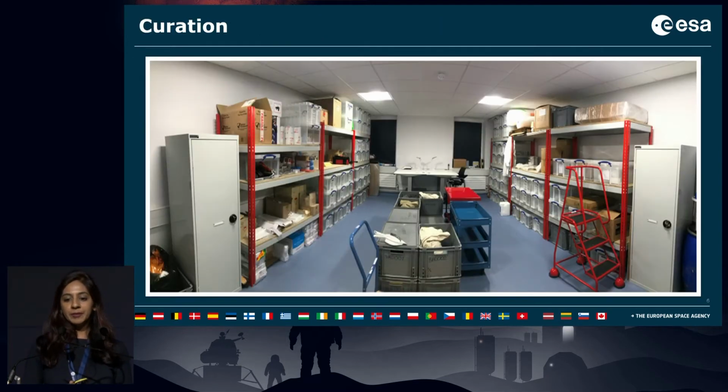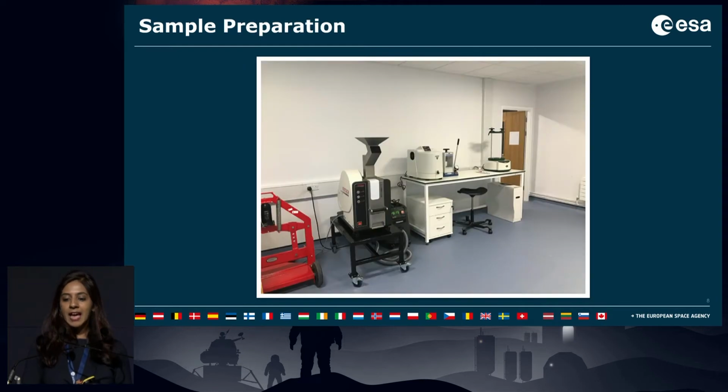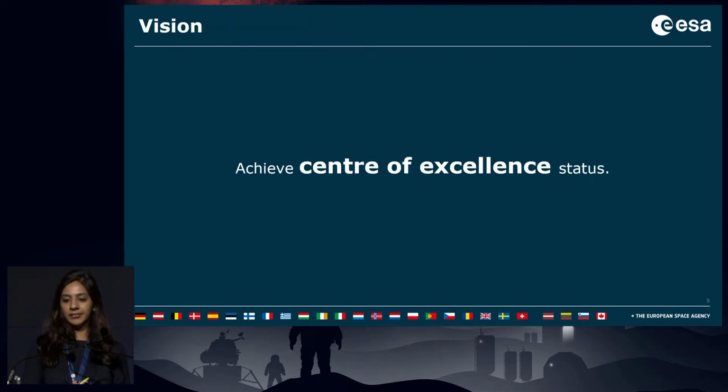I have a few images here of what the facility looks like. We've actually reorganized it now, but we still have these sorts of general areas. We've got an area for curation where we store the samples, prepare them, and box them up. A sample analysis area, where in this image you can see a benchtop XRD in the middle there, a fume hood, and a vacuum oven. And a sample preparation area where we can crush rocks, mill powders, and sieve materials.